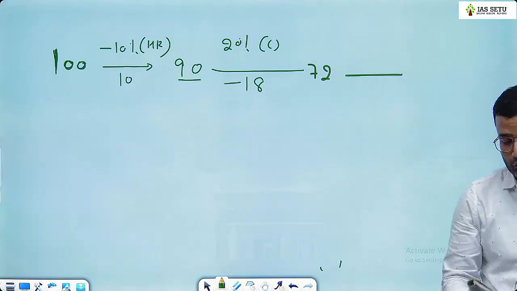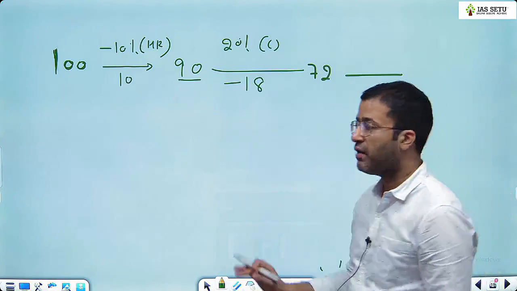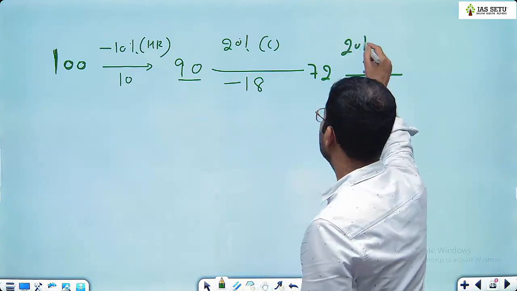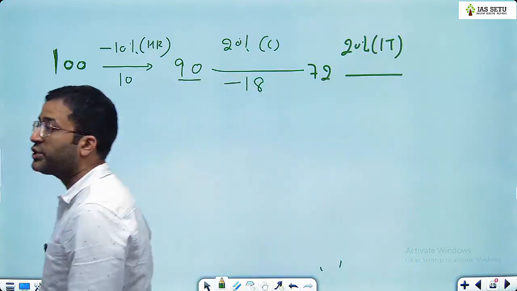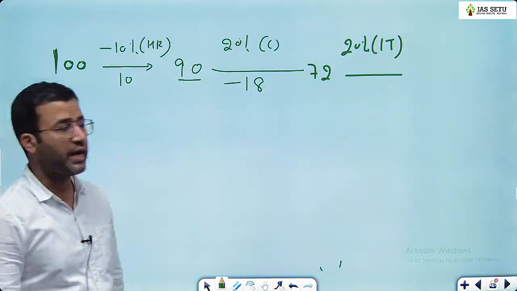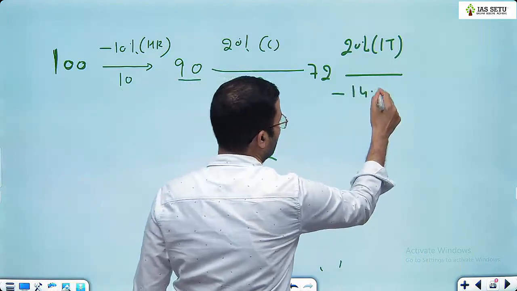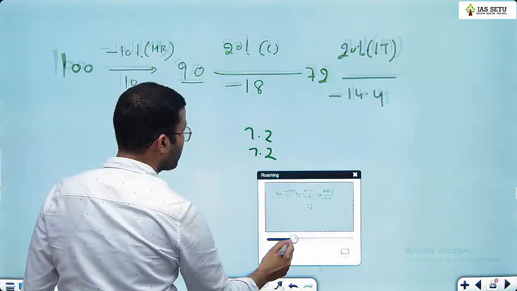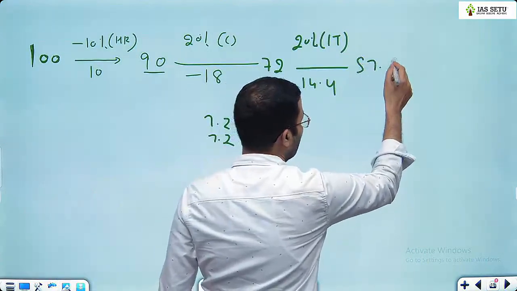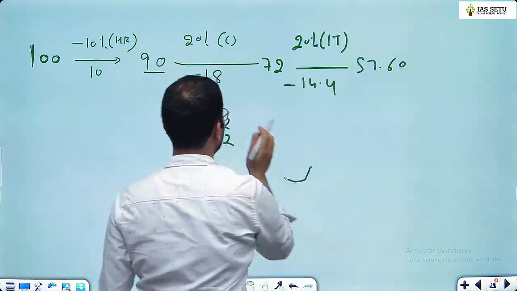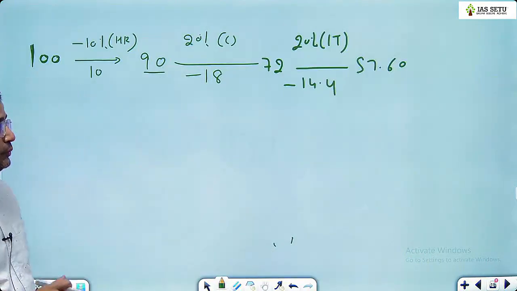Third part in the question is 20% of the rest he pays as income tax. Then after this he pays 20% of this to the income tax department. So what is 20% of 72? 7.2 plus 7.2, 14.4. So here 72 minus 14.4 is 57.6, or you can put 57.60.